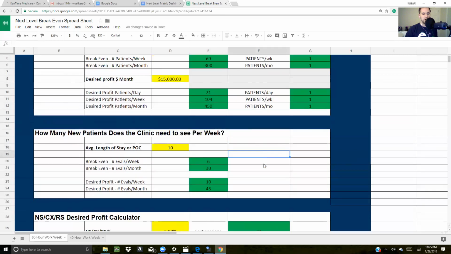And one thing I'm going to do over on this side, because this is assuming you could assume that this is even, you just need to see 6 evals total. So, that might be, you need to pump in 8 evals if you have like a 90% show rate. So, that gets a little bit complicated. So let's just say 6 evals.